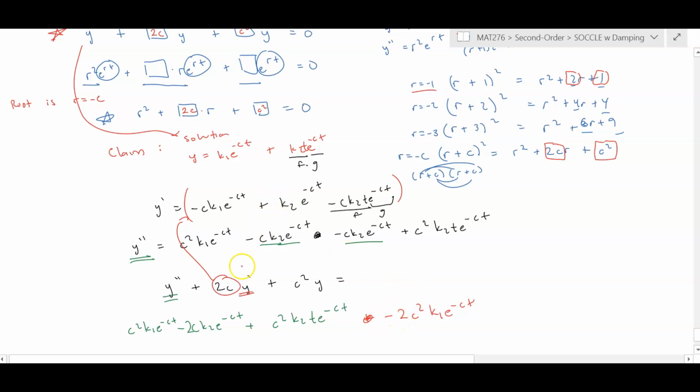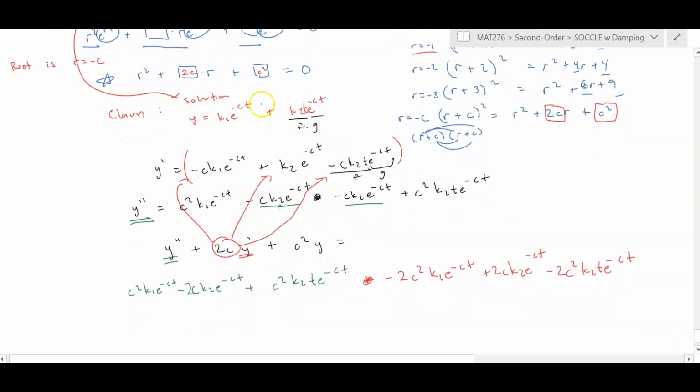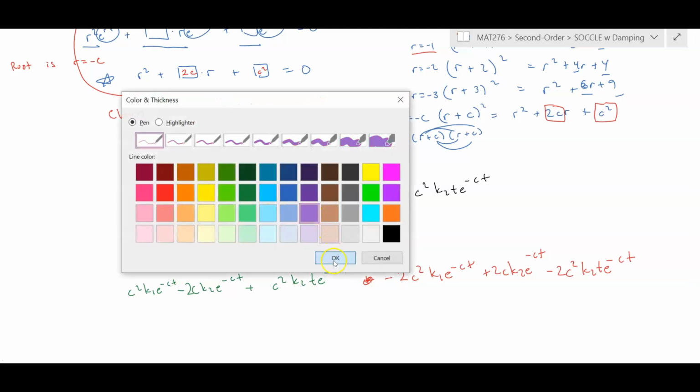And then when you distribute it here, you'll get plus 2c k2 e to the negative ct. And then when you distribute it here, you'll get minus 2c squared k2 t e to the negative ct. And now we need to add c squared y to that. I'll do that in purple.